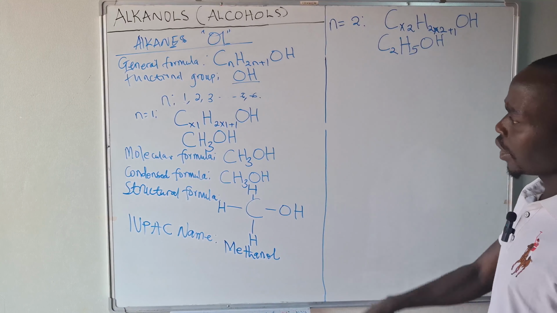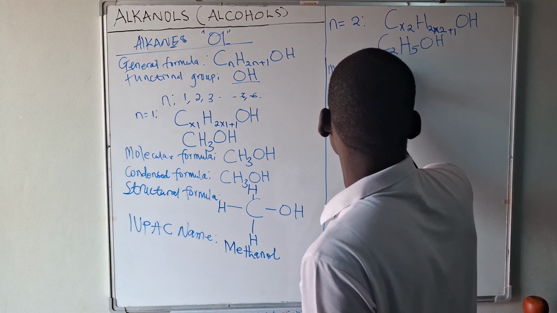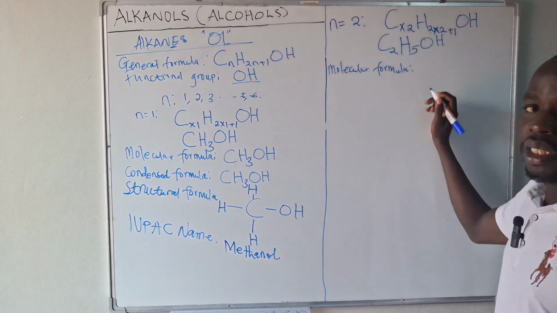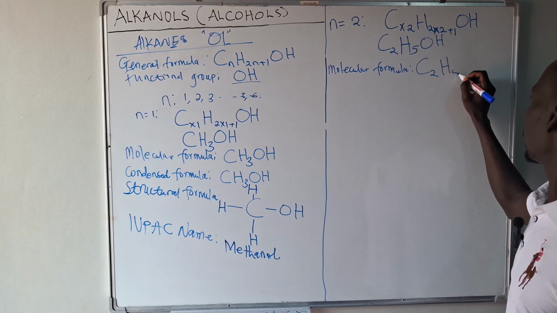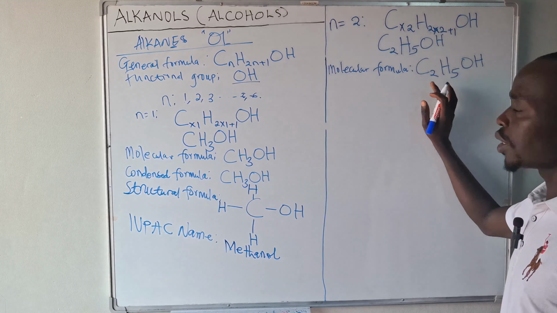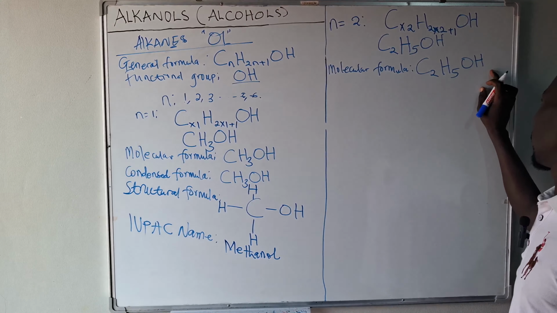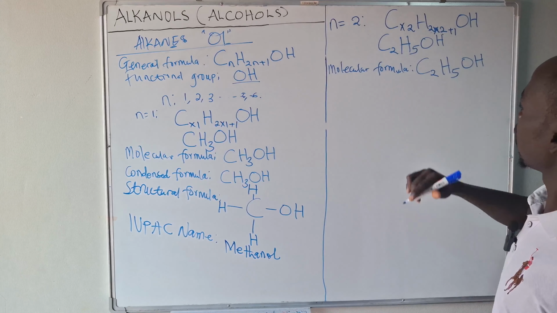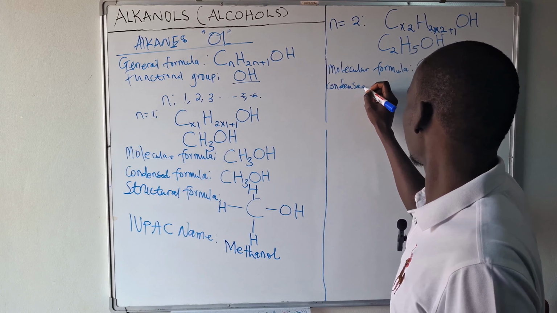So now let's follow this procedure we are doing here. I can say the molecular formula is given by C2H5OH. We're just showing that there are 2 carbon atoms in this compound, 5 hydrogen atoms, 1 oxygen. Then, of course, 5 plus 1, we shall get 6 hydrogen atoms. So let's look at the condensed formula. I shall come up with the condensed formula.